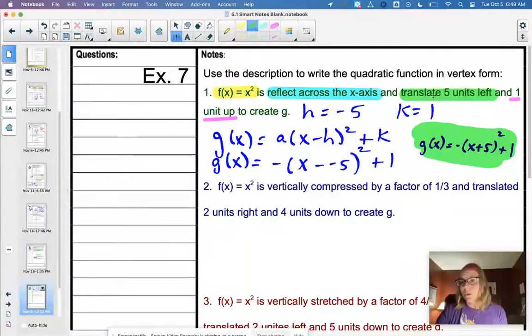You're not going to the right. We were going to the left. It's always x minus whatever h is, and h is a negative 5. Just double checking everything looks good, and we are good.